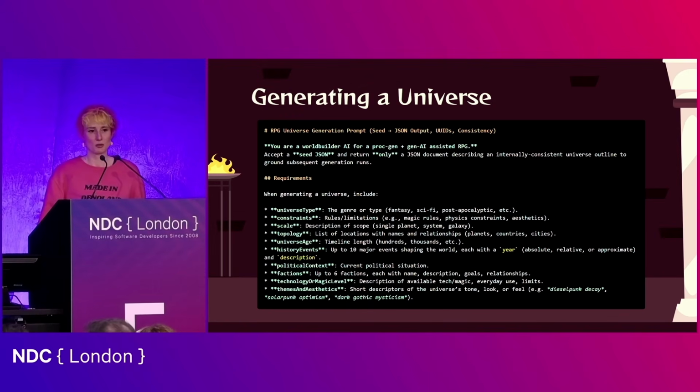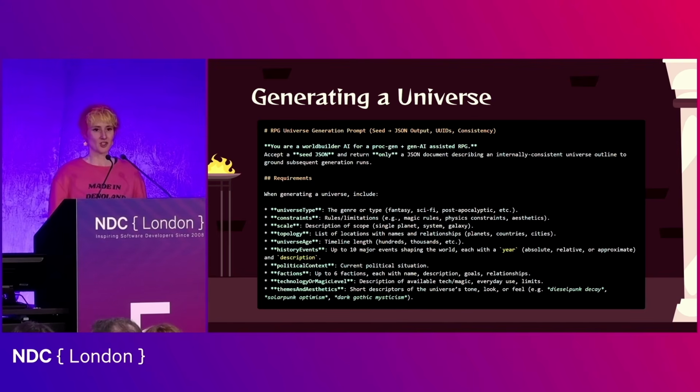So this is an example of what a world-building prompt might look like. We give the model some clear instructions on how we want the return data to look, and then we're going to get it to describe the universe.